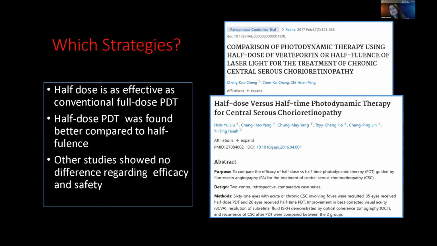Unfavorable side effects have led to the development of a safer version of PDT, as we all know, which is half-fluence or half-dose PDT. And in chronic CSR cases, half-dose PDT has been reported to be either as effective as half-fluence PDT or superior to half-fluence PDT. But right now, we can use both options safely.